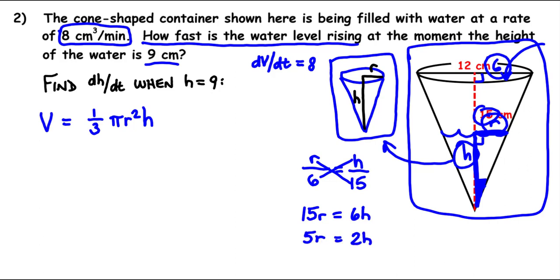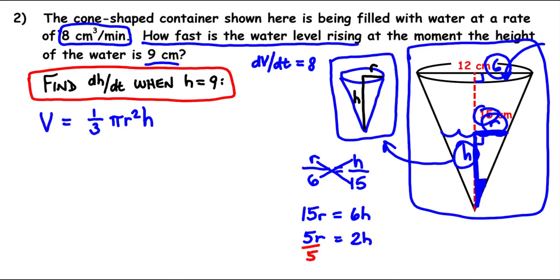And notice my goal statement says find dh/dt when h is 9. There's just h's littered everywhere. I don't want r's. So I'm going to come down here to the equation I was working on. I'm going to divide both sides by 5. And that way I have something to substitute. Whenever I see the letter r, I'm going to replace it with 2/5 h. And that way I can eliminate variables. And so when I recopy this equation down, the volume equation, 1/3 pi, I'll just simply call that pi over 3.